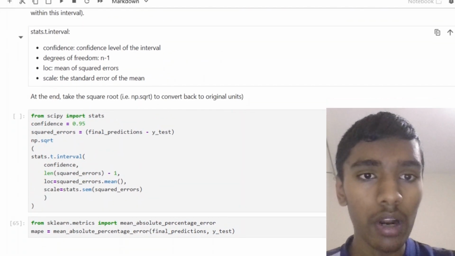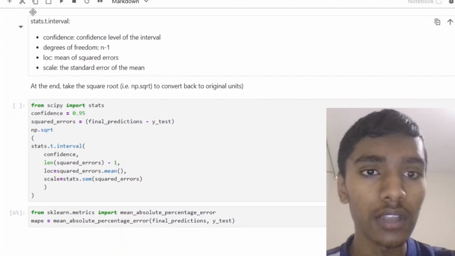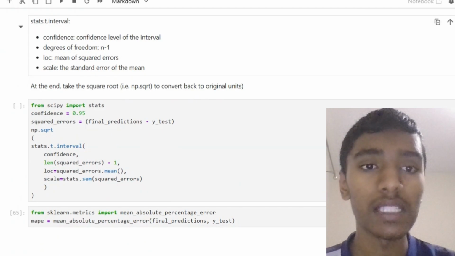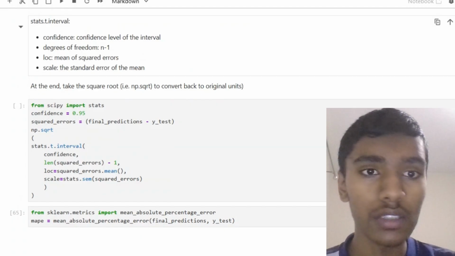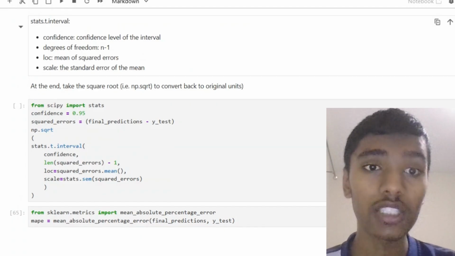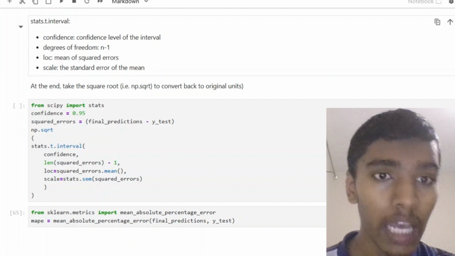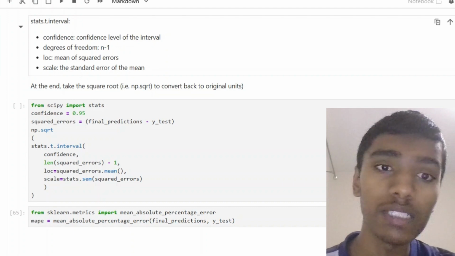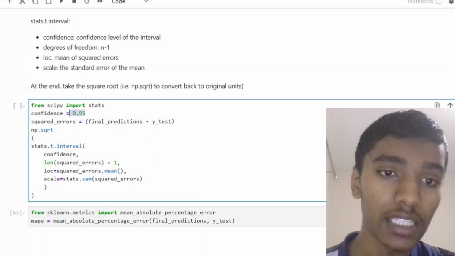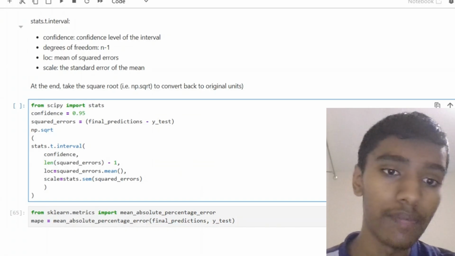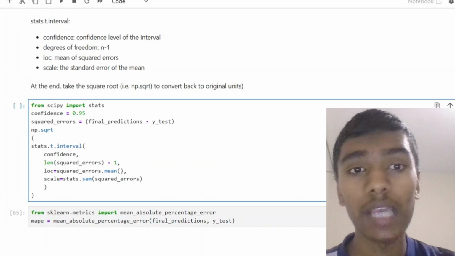You can use stats.t.interval, which basically allows you to calculate your confidence interval, and then we'll take the square root of that in order to convert it back into original units. So we're going to be sending in 4 parameters. We're going to send in the confidence level, which in this case is going to be 95% confidence, and then we're going to send in our degrees of freedom. Our degrees of freedom is going to be n minus 1.